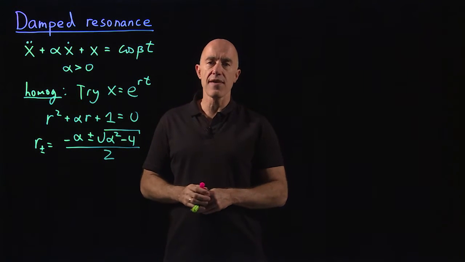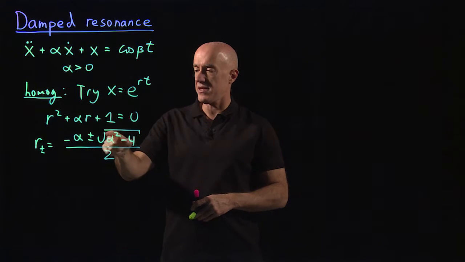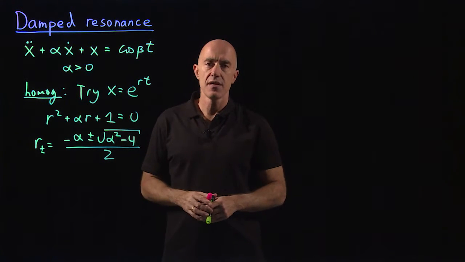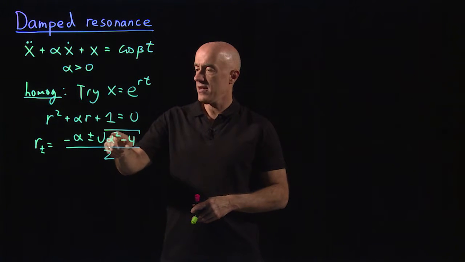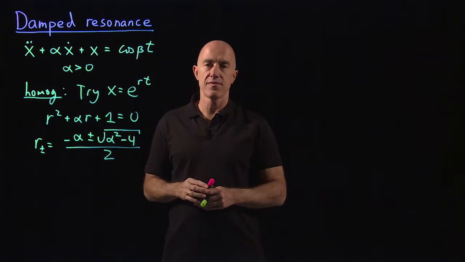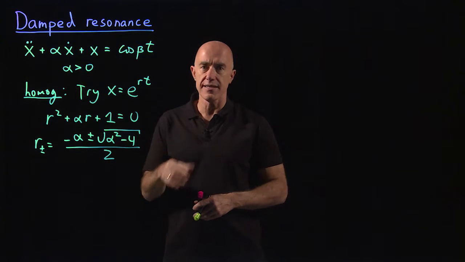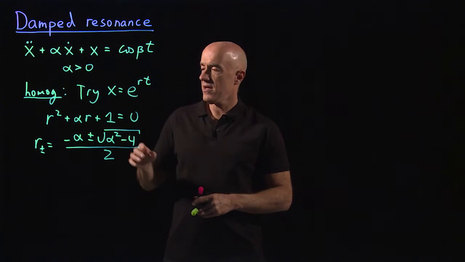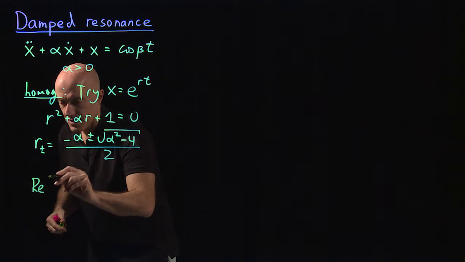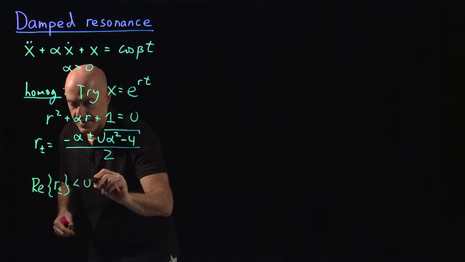In the case where you have complex conjugate roots, so alpha squared minus 4 is negative, this becomes the square root of a negative number, so this is the imaginary part, right? So the real part is minus alpha over 2, which is also negative. And then in the case of degenerate roots, you have r equals minus alpha over 2, which is negative. So in all cases here, the real part of r plus and minus is going to be negative.